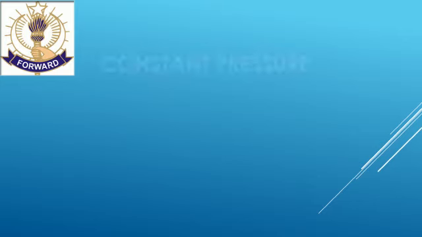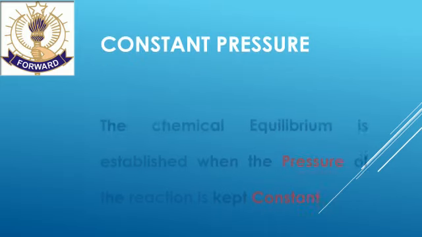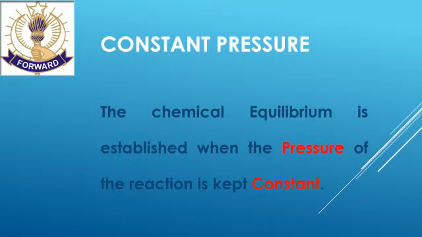Dear students, the next factor is constant pressure. Chemical equilibrium is established when the pressure of a chemical reaction is kept constant. If you change the pressure, then the equilibrium will be disturbed and again the reaction will regain its equilibrium by moving in either the forward or reverse direction.